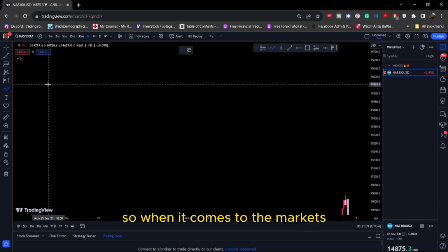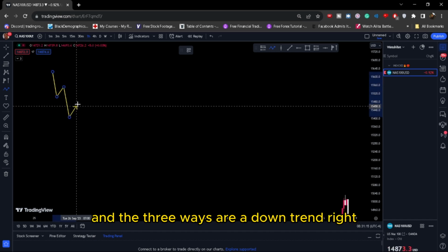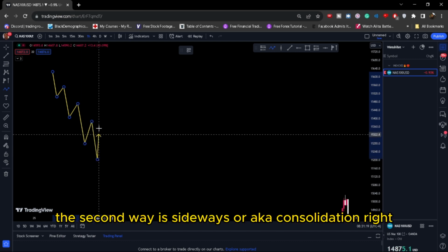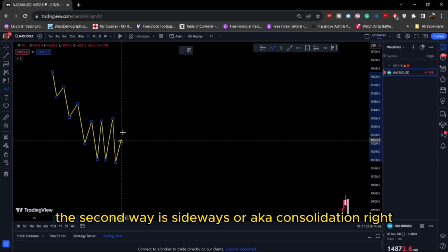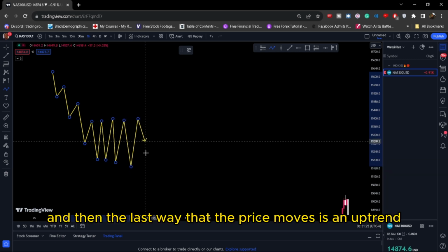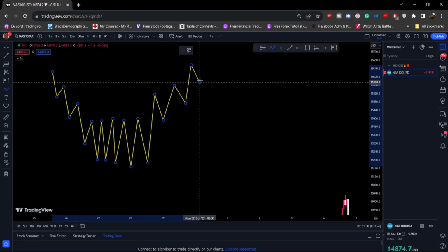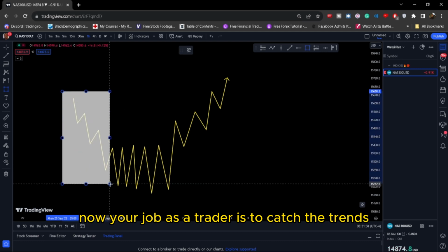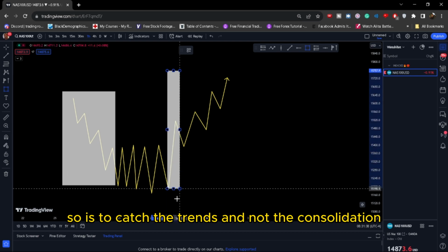So when it comes to the markets, they move in three ways. The three ways are a downtrend, right? The second way is sideways, aka consolidation, right? And then the last way that the price moves is an uptrend. Now, your job as a trader is to catch the trends, not the consolidation, right? So it's to catch the trends and not the consolidation.